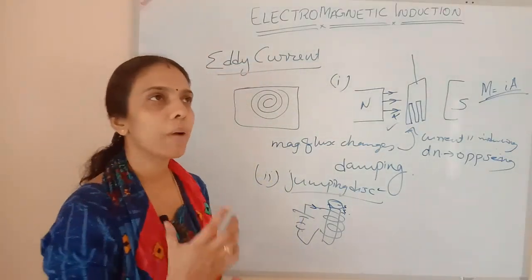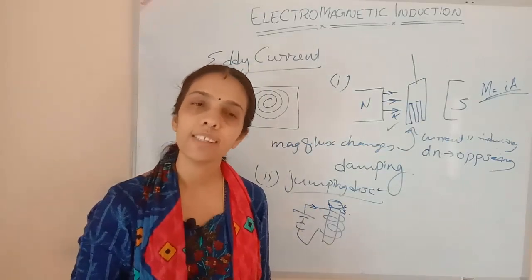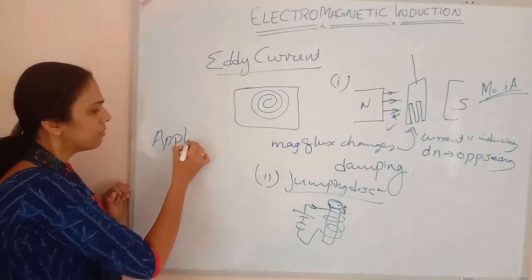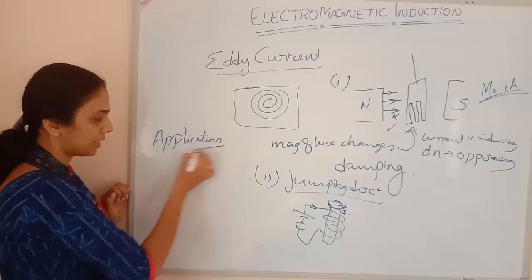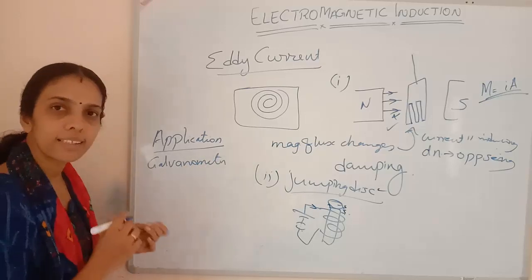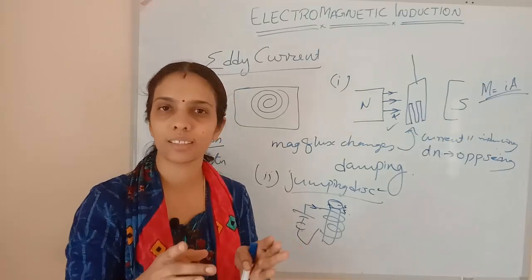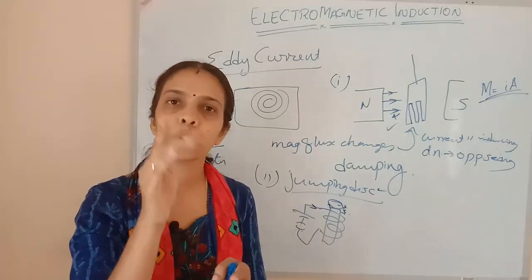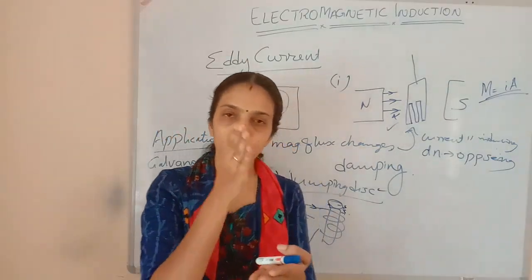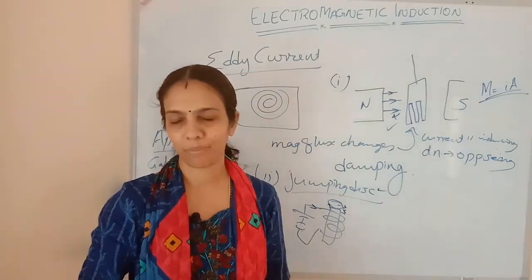This electromagnetic damping, or formation of eddy current, has many applications. The first one is in the case of a galvanometer. While we are connecting the galvanometer to the circuit, you can see that the galvanometer needle will be deflecting. It won't come to the stop position fast. We should wait for some time to take the result, for the needle to come to the exact position.